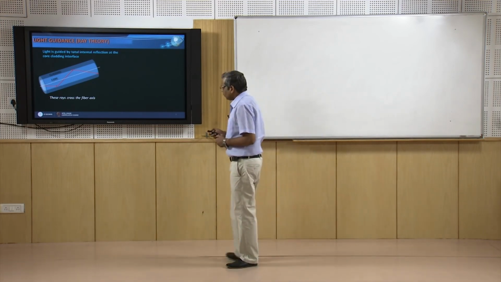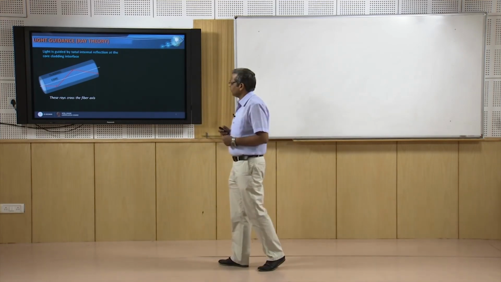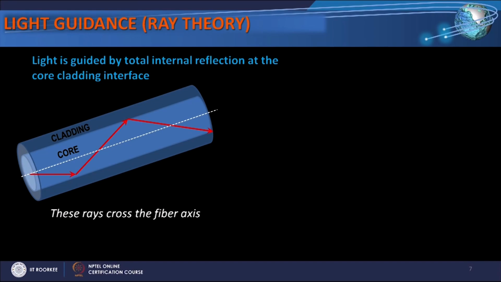Now, if I look at the ray theory of light guidance in optical fiber, then light is guided by total internal reflection at the core-cladding interface. So, if I launch a ray of light into the fiber, it goes like this, and if the angle which this ray makes with the normal to the core-cladding interface is larger than the critical angle, then it will be totally internally reflected and it would be guided.